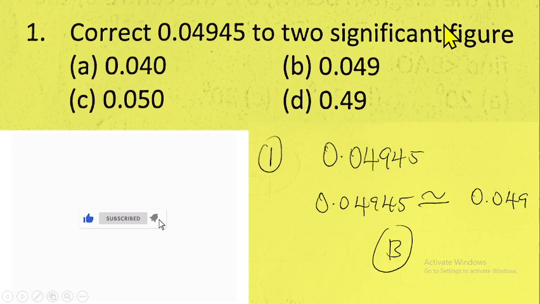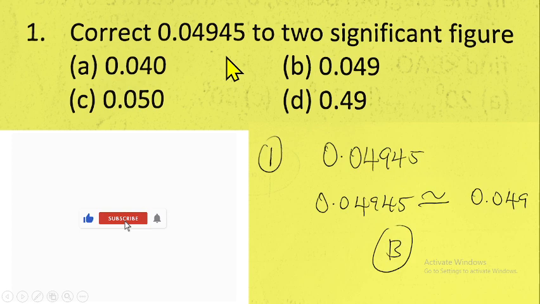To two significant figures, the second significant number here is 9. 4 is the first significant number, 9 is the second. So look at the number after 9. If it is up to 5, you round it up to 1 and add it to the 9. But if it's not up to 5, round it down to 0 and add it to 9. So every other thing becomes 0.